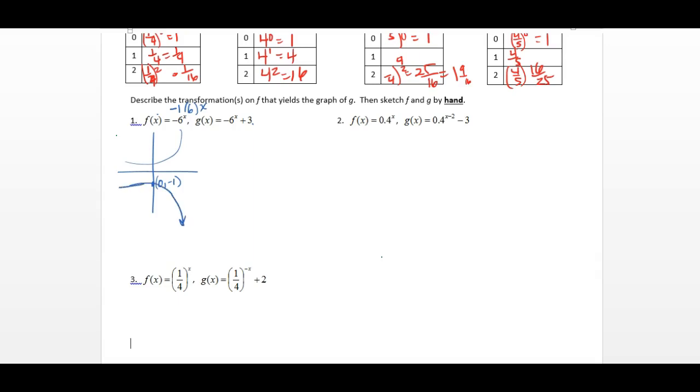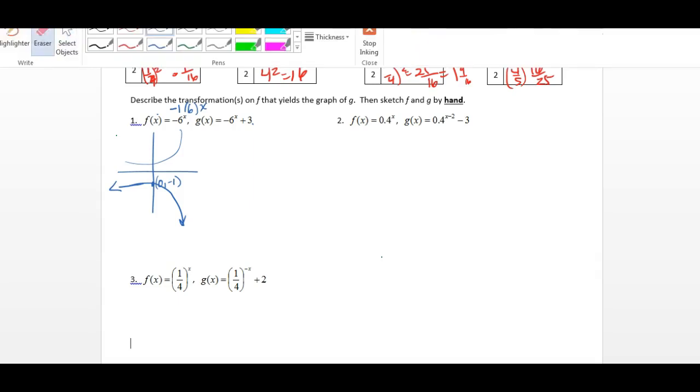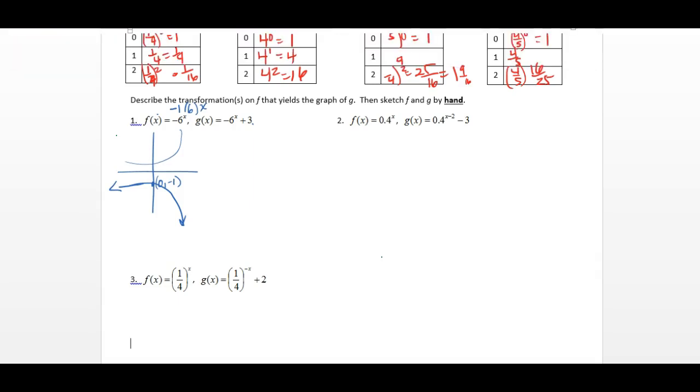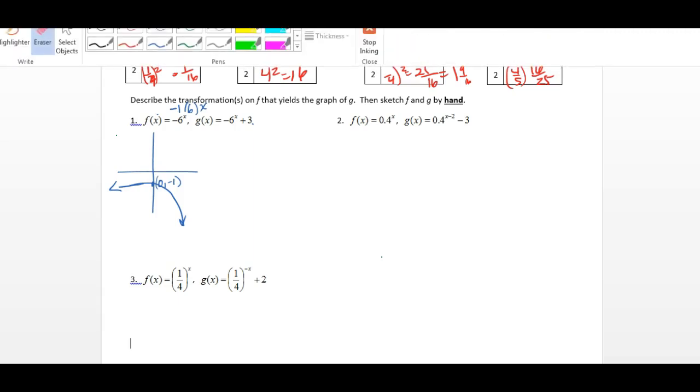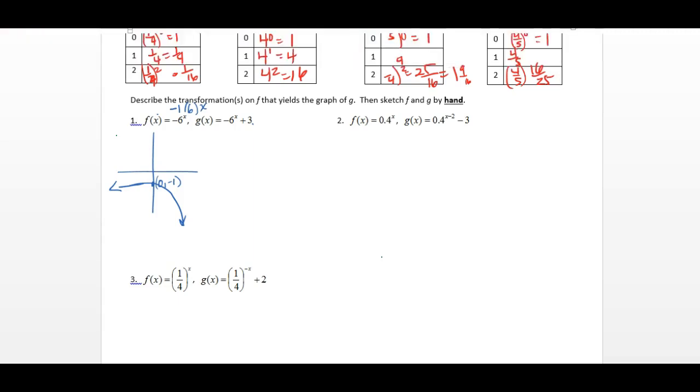Okay, so if that's our f function, let's think about what these transformations are doing to it. Look at this. Okay, -6 to the x plus 3. What is that plus 3 going to do? Well, it's just going to move it up 3 units. So our point at (0, -1) goes up 3 units. It goes 1, 2, 3. Other than that, it's going to maintain the same shape. Okay, so at (0, 2).